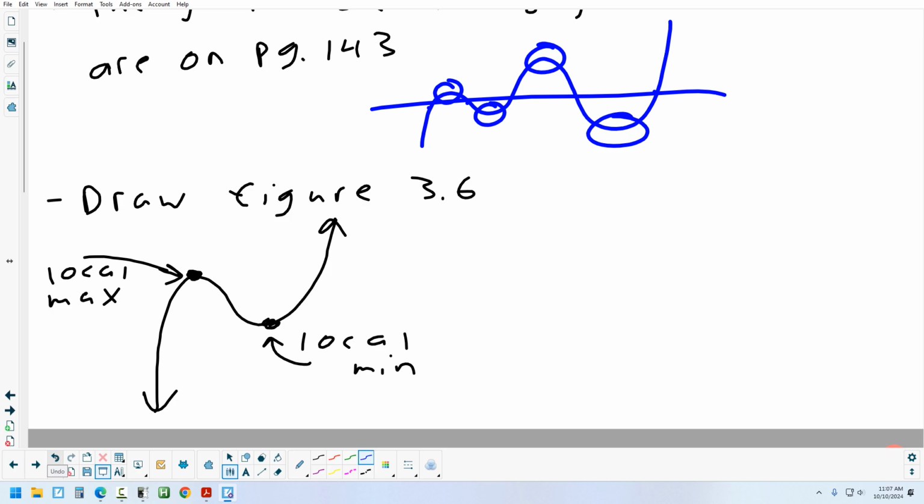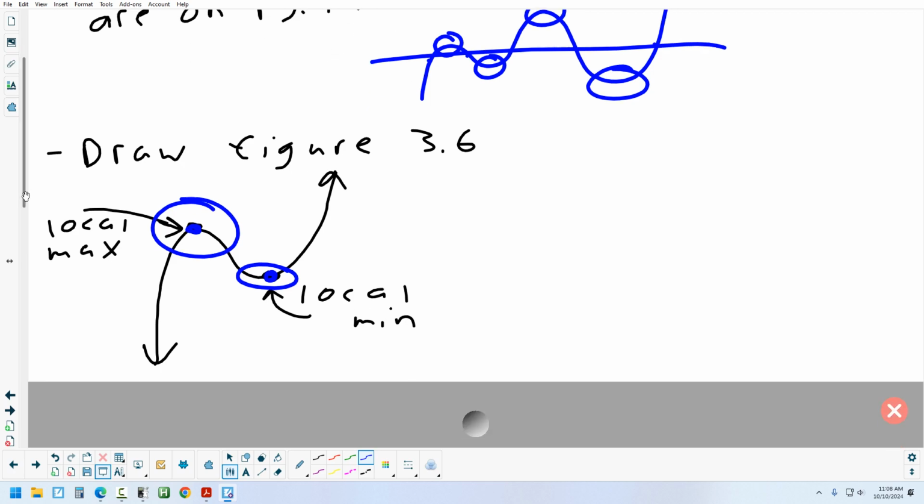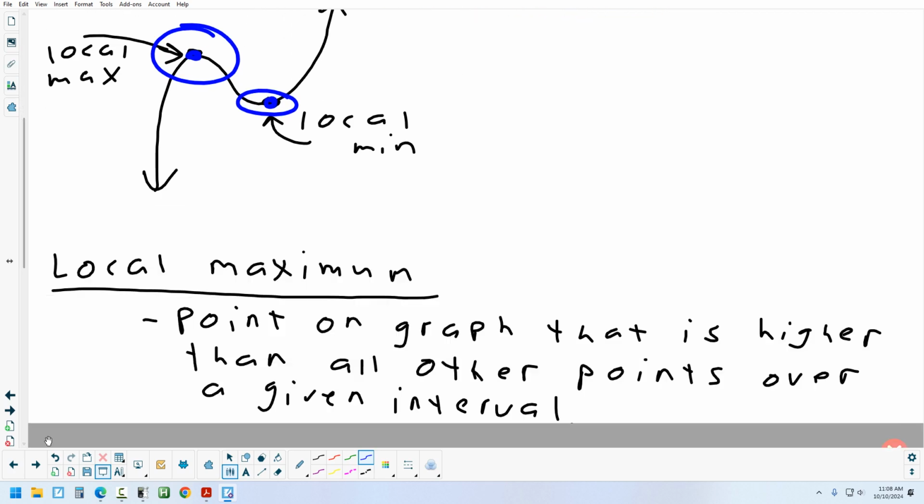Right? So I'm not saying that this point is the lowest point the graph ever hits, because it goes down forever. I'm saying locally, it's the lowest point that it hits, meaning in the surrounding area, there is no other y value lower than that. In this area, there's no other y value higher than that. Okay, so those are called local minimums and maximums.